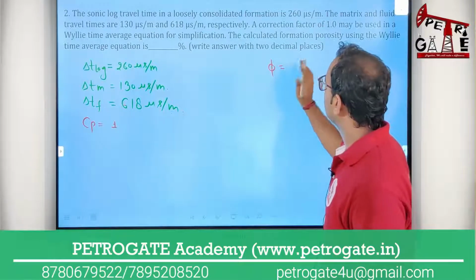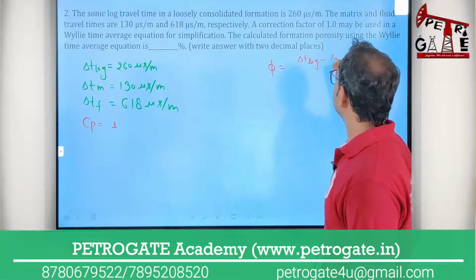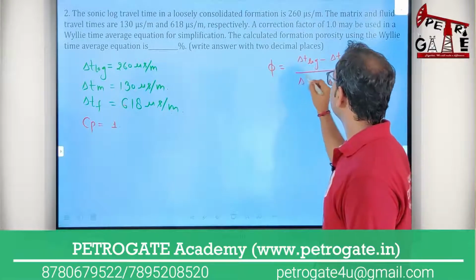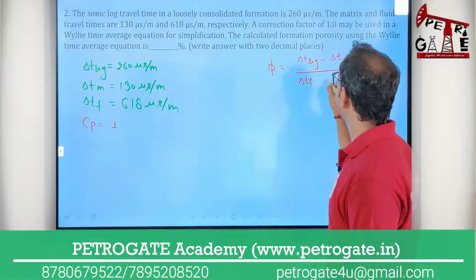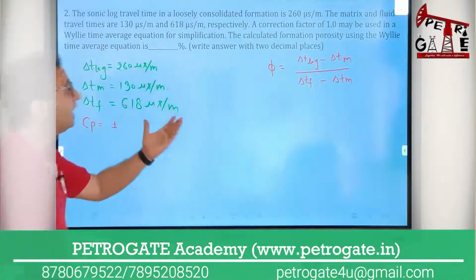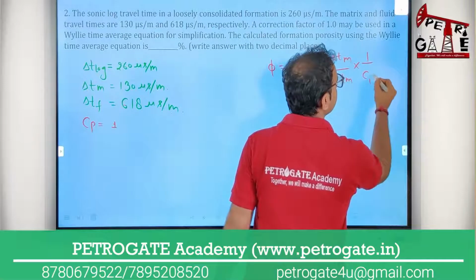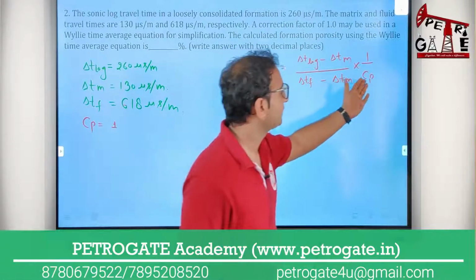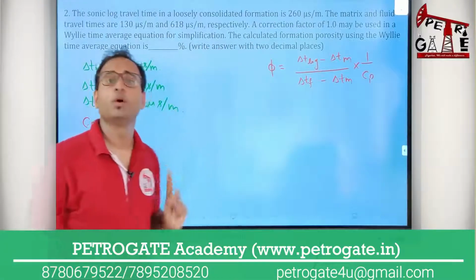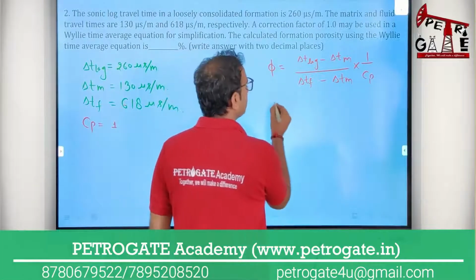What I am telling you is: delta T log minus delta T matrix, upon delta T fluid minus delta T matrix. I will put in the values and you will get the answer. Because of the compaction factor, you will multiply by Cp. Sometimes the compaction factor will be 1.1, 1.2; the Cp value is always greater than or equal to 1, it will not be less than 1. So that is the complete formula to calculate the porosity.